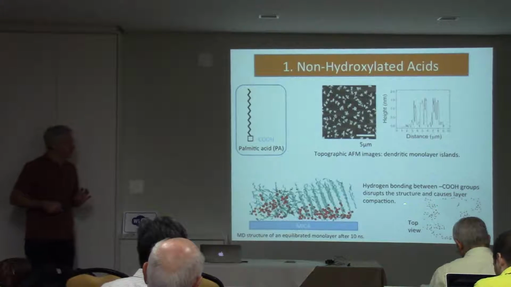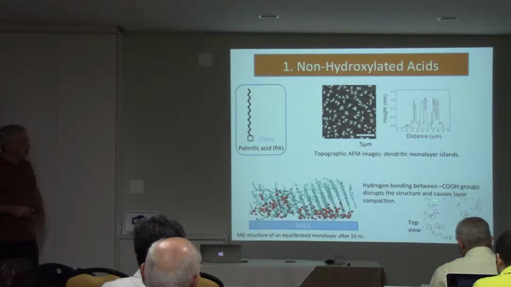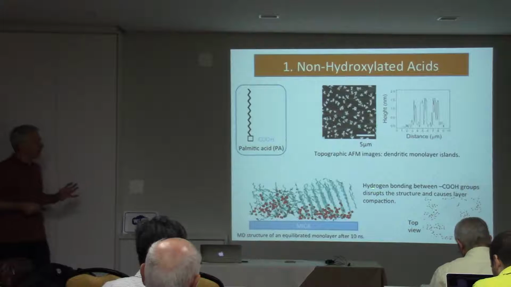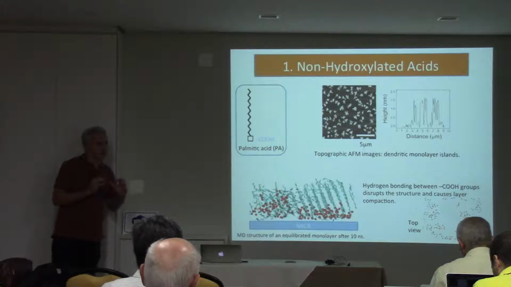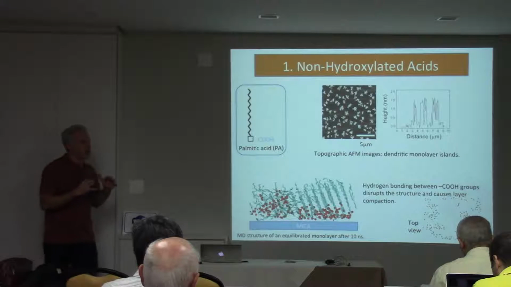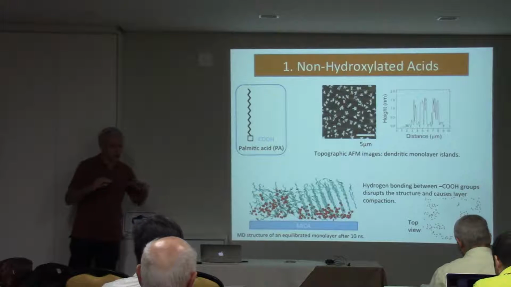And the simulation shows us that there is no effective bonding between the carboxylic groups on the surface. We can mimic in some way how these dendritic islands are formed. This is because this hydrogen bonding is not very effective. The carboxylic group disrupts a compact or homogeneous network.